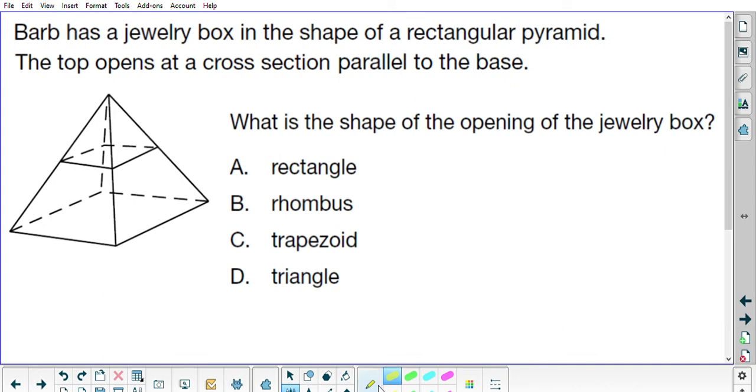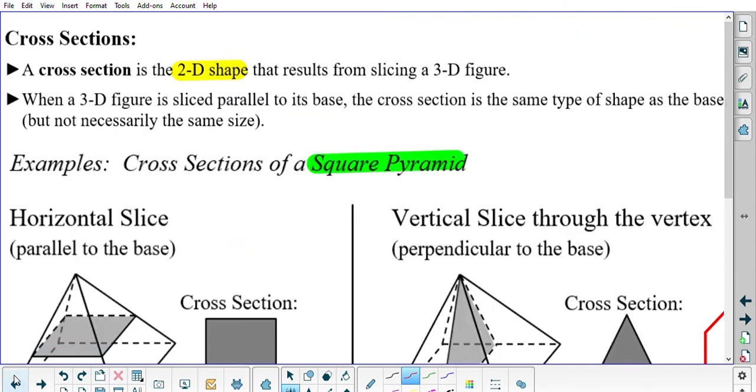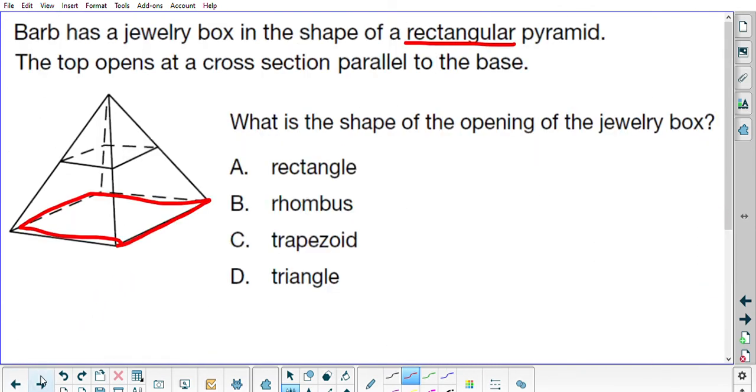All right, you probably didn't even have to hit pause because this doesn't really take any work. If it's parallel to the base, then it's going to be the same kind of shape as the base. And if it's a rectangular pyramid, then that means this base down here is actually a rectangle. It kind of looks like what I had on the previous problems, but we're going to say it's not a square base, it's a rectangular base because the problem told me it was a rectangular pyramid. So if it's parallel to the base, then it's going to be the same kind of shape as the base, which would be a rectangle.